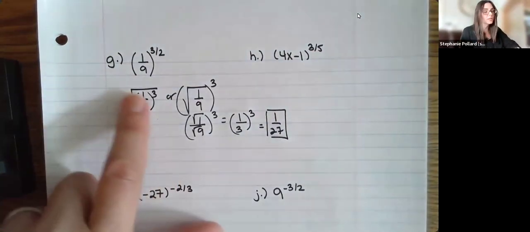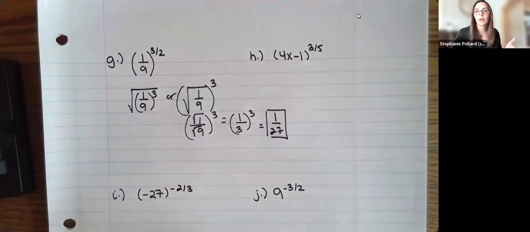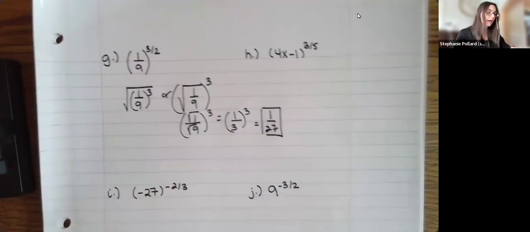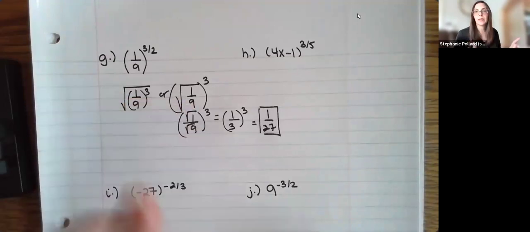Now you could definitely do it this way as well, but I would definitely need my calculator to help me with that 9 cubed and then taking the square root afterwards. So again, either way is fine. Just pick the one that seems to be easier for you.